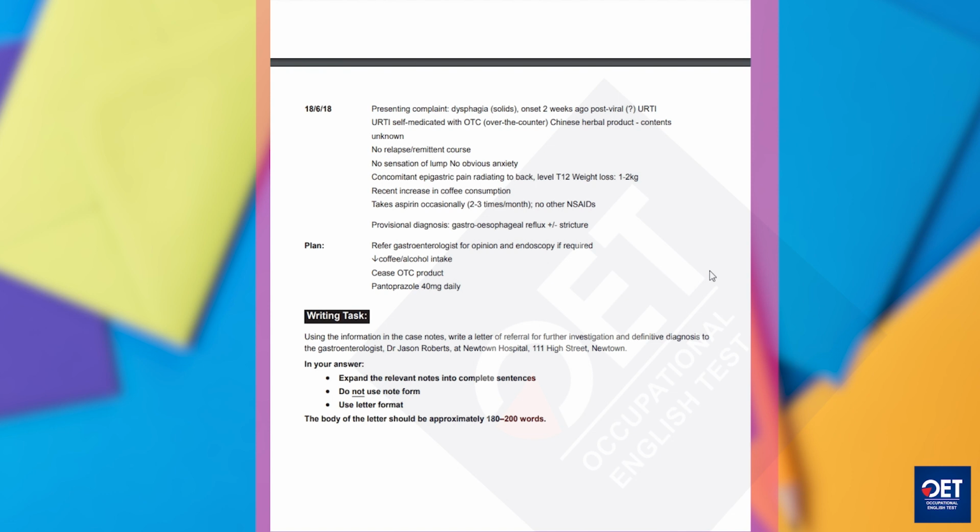Provisional diagnosis, this also we need to pay attention to, might be made by you as a doctor. So it is gastroesophageal reflux. According to you, she is suffering from gastroesophageal reflux. However, you are asking for some assistance from the gastroenterologist to make the definite diagnosis, for his opinion. Moreover, endoscopy is also requested if required. Also, decrease coffee and alcohol intake, cease the OTC product, and pantoprazole 40 mg daily.